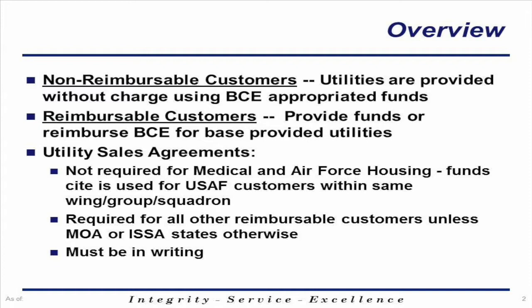Now, for these customers, sales agreements are required, except for medical and housing. Their utility services are paid by charging their fund site directly for their service. No service agreement or sales agreement is required for them. But utility sales agreements or service agreements are required for all other customers unless there's a memorandum of agreement or an inter-service support agreement that states otherwise.